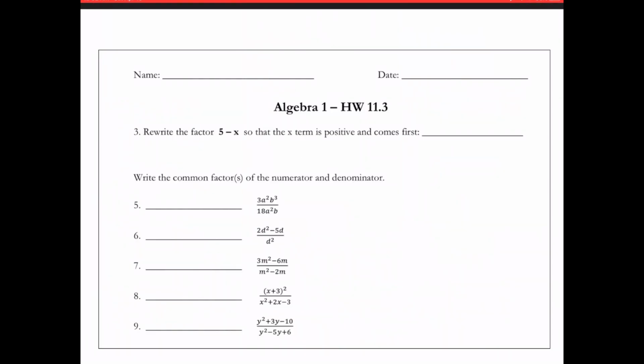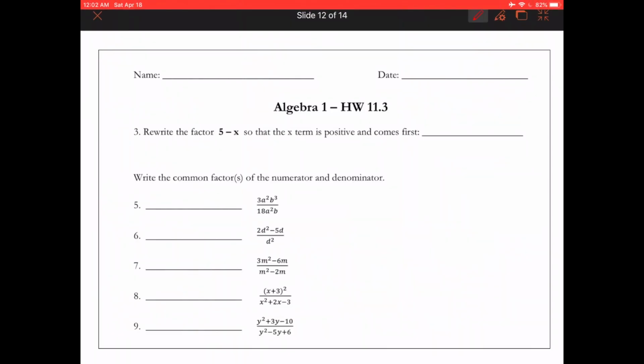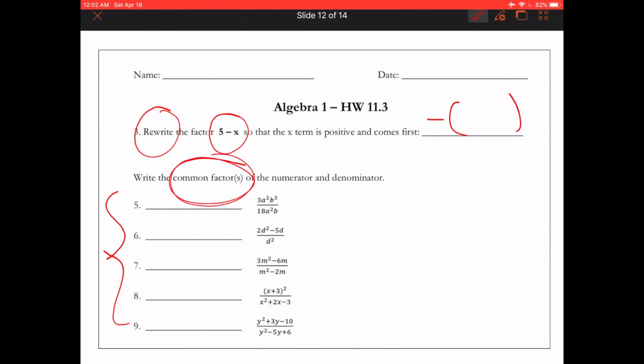Okay, guys? Here is your homework that is in Google Classroom on what it will look like. Notice the first thing you have to do is rewrite it. So remember, we put our parentheses, we put the negative out in front. Make sure you write that properly. For 5 through 9, you just want to tell me the common factors. So just tell me what they share.